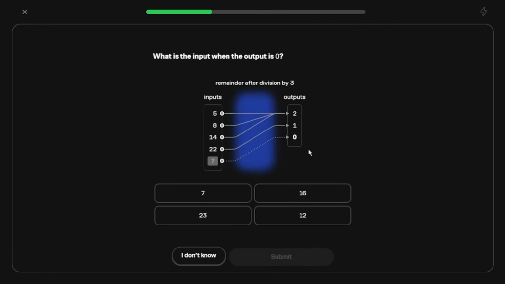Here I have the remainder after division by 3 function, and the inputs 5, 8, 14, 22, and I get the outputs 2, 1, 0. So we need to find a 0. What can be divided by 3 without making any remainder? 7 makes a remainder. 23 also makes a remainder. 16 makes a remainder as well. 12 doesn't make a remainder.